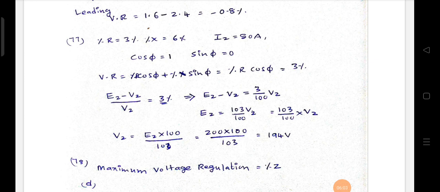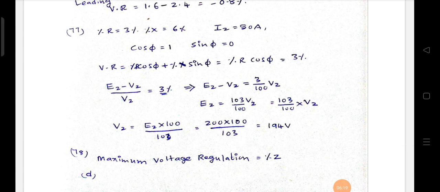Then the voltage regulation formula will be percentage R cos phi plus percentage X sin phi. Since the sin phi value is 0, the formula will be only percentage R into cos phi. The cos phi value is 1, so it is 3% only. That means voltage regulation is 3%, that is, E2 minus V2 by V2 is equal to 3%. That is, E2 minus V2 can be expressed as 3 by 100.